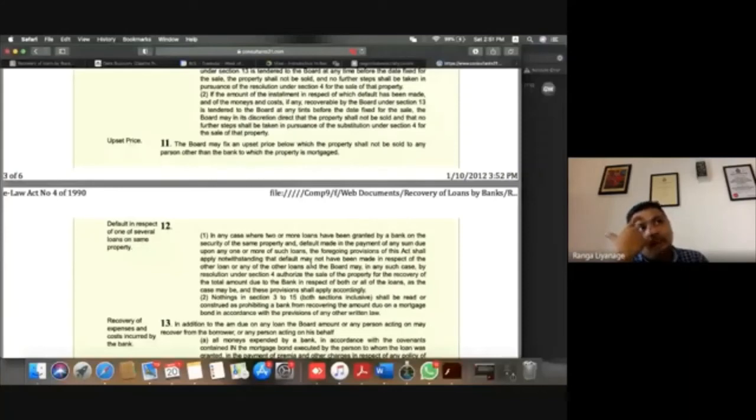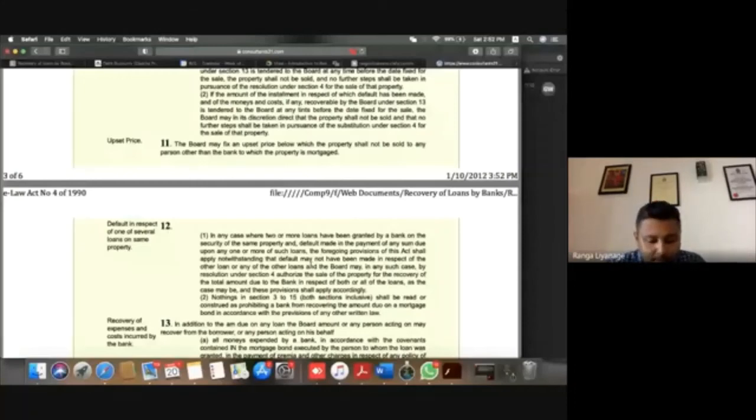So below that price, the bank will not sell it to any other party by public auction other than to the bank, right? What do you mean by other than to the bank? If there are no bidders for that property over that upset price, the bank shall not sell it to any third party below the upset price, other than to the bank. So normally what happens is the bank will purchase the property if there are no bidders at the auction. The bank will purchase the property for a nominal amount like 100 rupees or 1000 rupees, right?